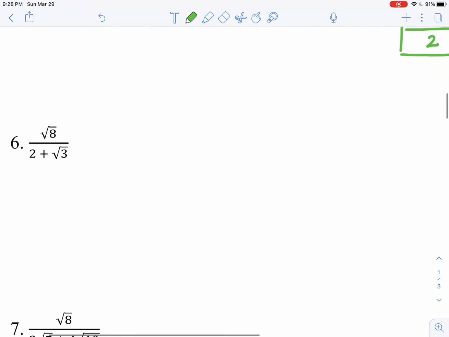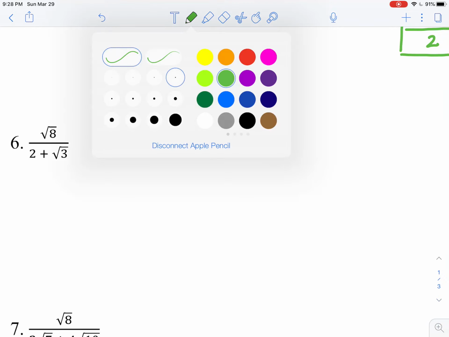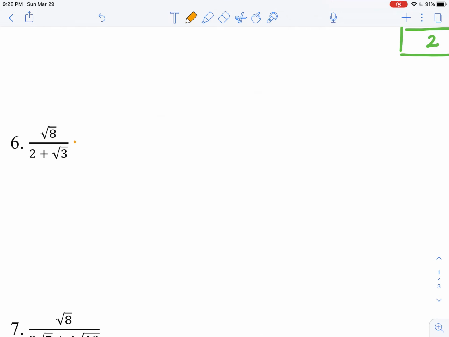In question number 6, again, we have a binomial in the denominator. So in order to get rid of the square root, we have to multiply by the conjugate. Here we're going to multiply both top and bottom of the fraction by 2 minus the square root of 3. Always multiply by the conjugate.